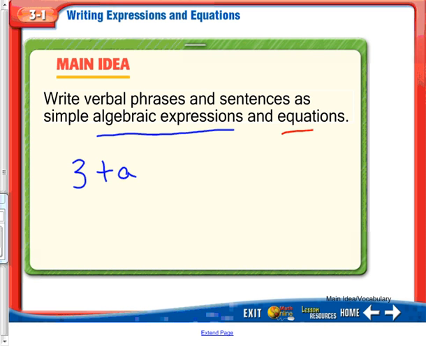Whereas in an equation, we actually have the expression equal to a certain value. For example, the same example we started with, 3 plus a equals 10. Now we can actually solve for the variable a, whereas in an expression, we're not sure what it's supposed to be equal to.